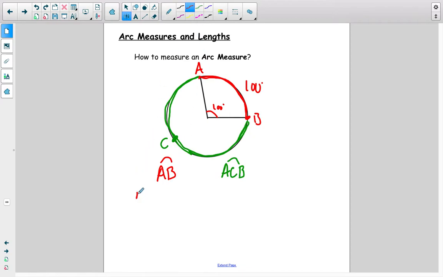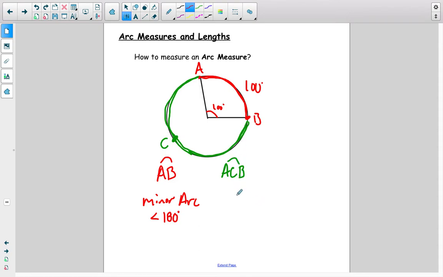A minor arc is one of the first of the three types of arcs. A minor arc is the first of three different types of arcs. This is when you have a measurement that is less than 180 degrees, less than half a circle.